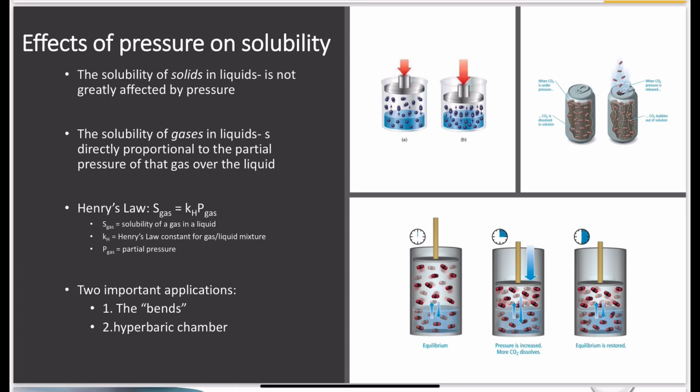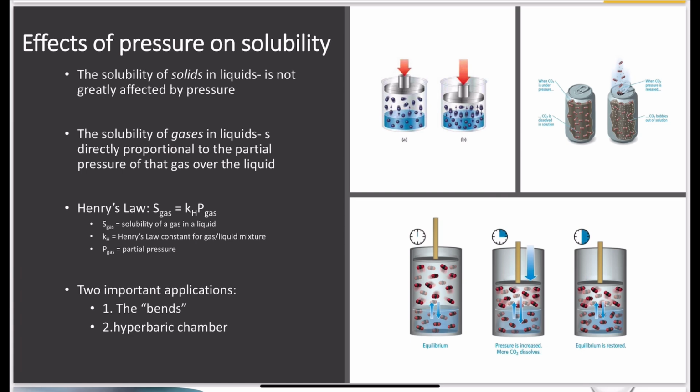The solubility of gases is directly proportional to the partial pressure of that gas over the liquid. So remember, partial pressure of the gas is how much of the total pressure of the system is due to the gas that we're looking at. The partial pressure is how much is due specifically to that individual component, because the pressure is made up of all the gases that are present. Over the liquid means above that liquid. What is the partial pressure of the gas above that liquid? That is directly proportional to the solubility of that gas in that liquid.